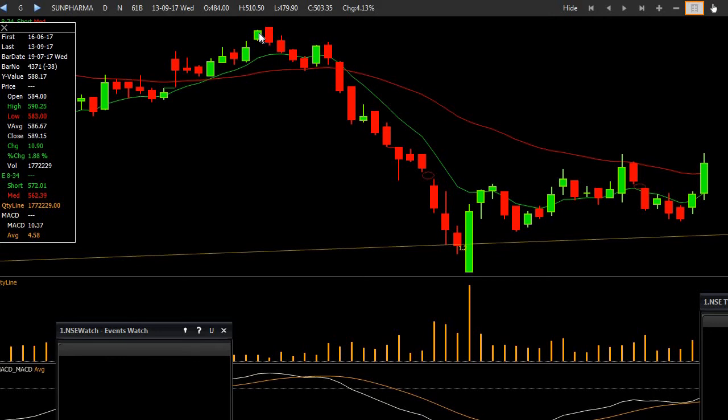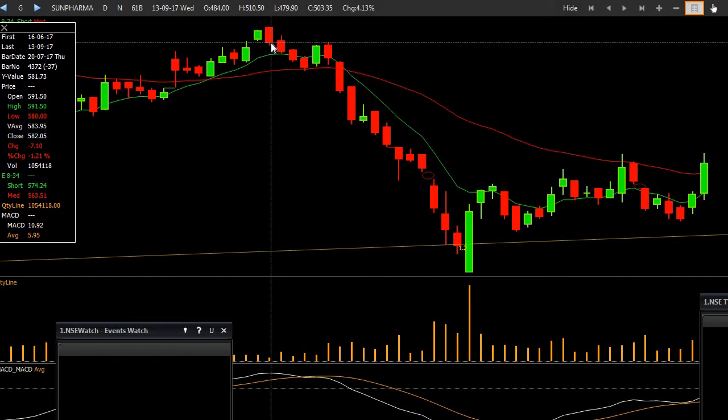You can see the close price of this day is given over here. The close price was 589, and the next day it opened higher than 589, and then it closed lower than the previous day's open. So it was a bearish engulfing pattern. You can see the result when the share closed at this level, which was around 582.